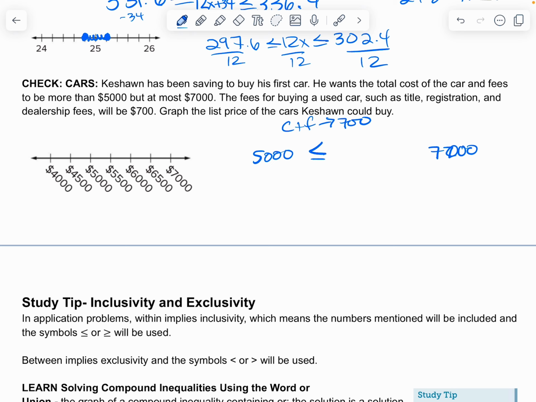So C plus, we want to be between that. So I subtract 700 from both sides. Or sorry, all three. So that would get 4300. That would get 6300. So it should be between that.